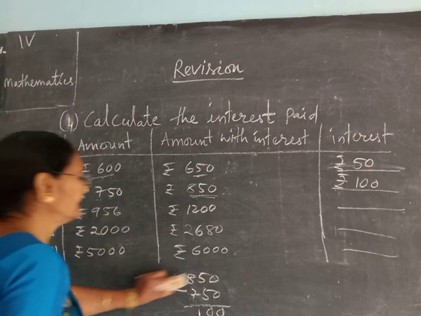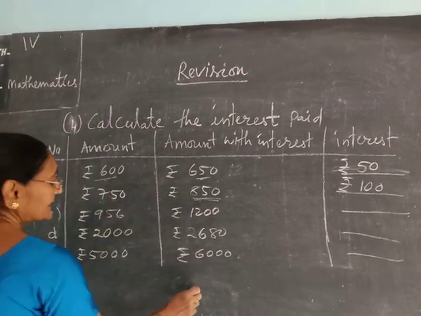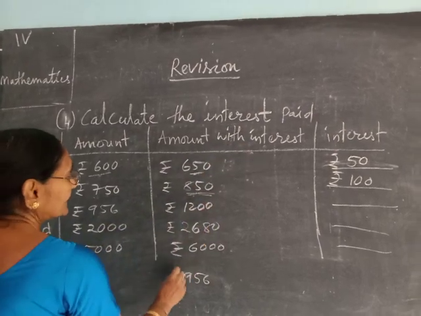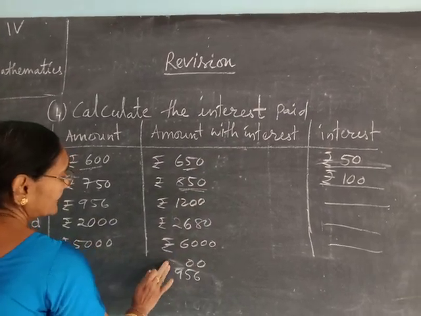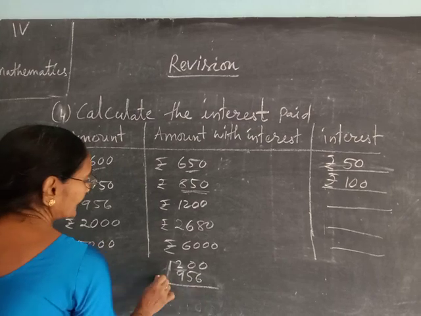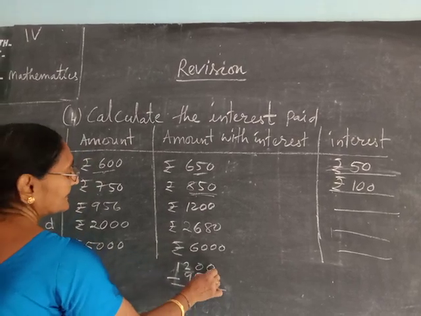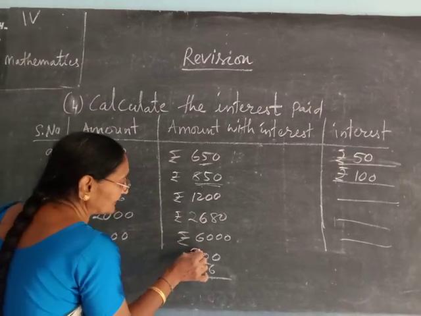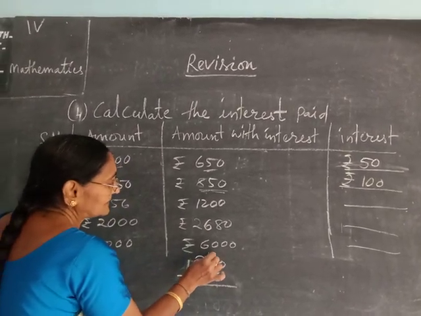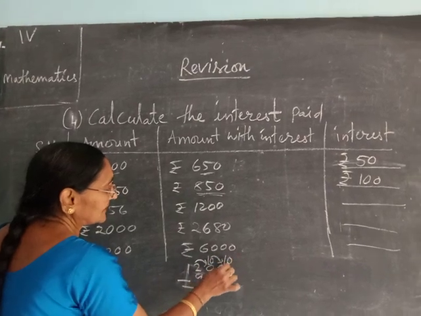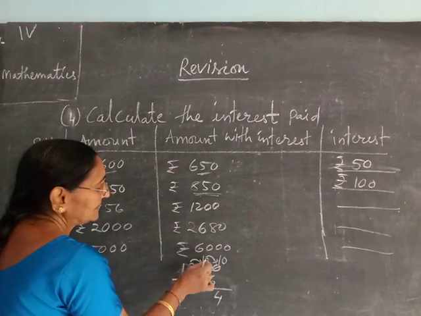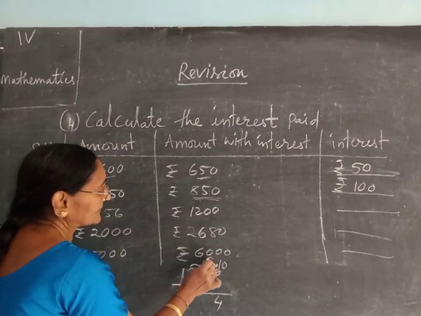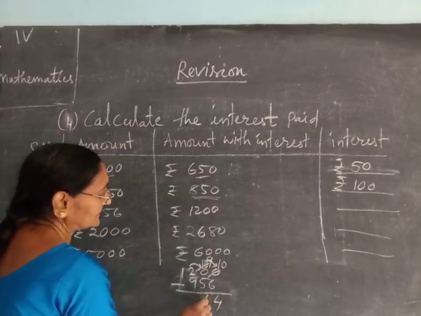Then here amount is 956. Amount with interest is 1200. So you have to subtract. 0 minus 6 is not possible. Here also 0 is there. So you have to borrow from here. Then it is 10, then 10 you borrow here, then it is 10. 10 minus 6 is equal to 4. Here already you have taken 1, then 10 minus 1 is equal to 9. Here left only 9. 9 minus 5 is equal to 4.